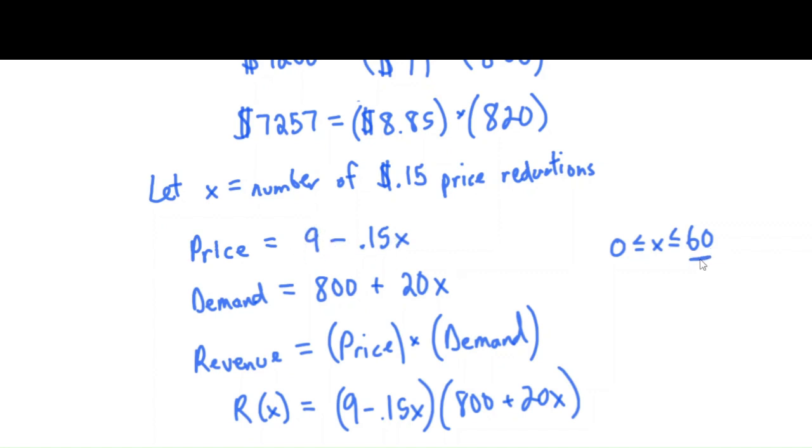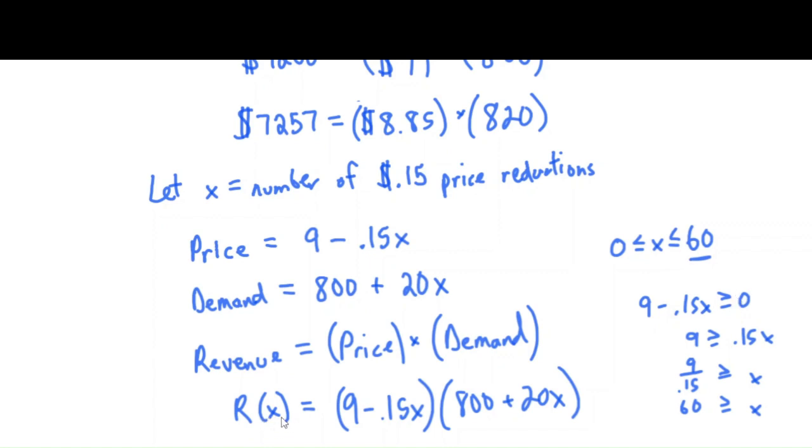So how did I actually get 60? Well, what you could do is you say you want 9 minus 0.15x to be greater than or equal to 0. If you solve that for x, then you can see that x has to be less than or equal to 60, right? 60 price reductions would make 9 minus 0.15x actually equal to 0.